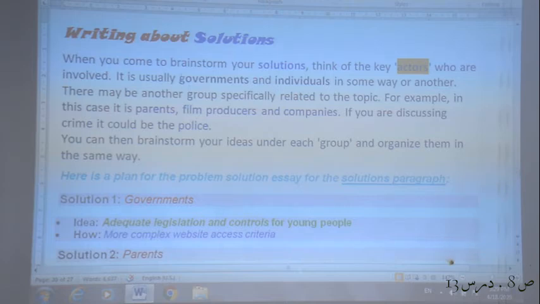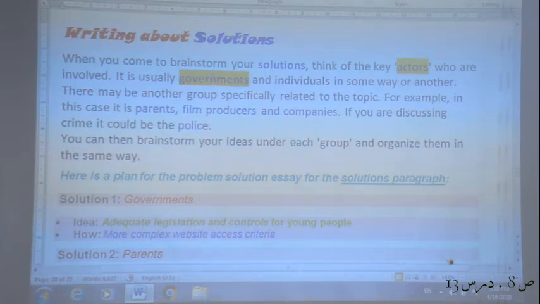It is usually governments. So I'll shade it in yellow for you because it's very important. Always try to think about governments because they may give us solutions. Individuals, according or depending on the situation. In this case, we can talk about the role of parents in some way or another.